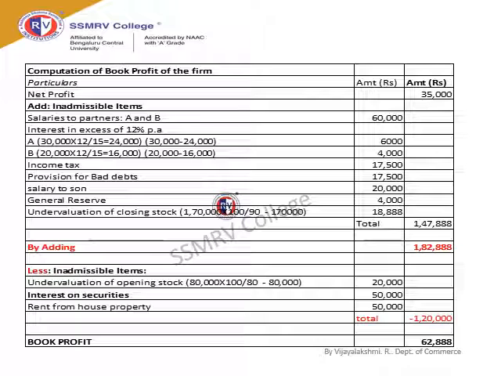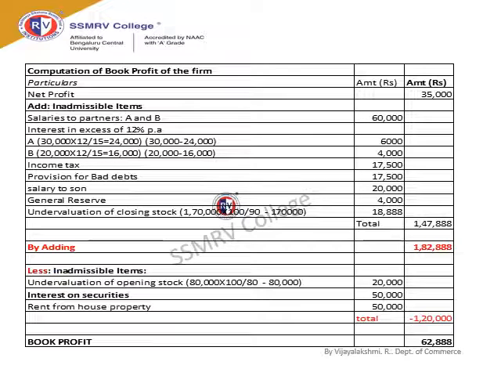So again, undervaluation of closing stock. Here comes the undervaluation of closing stock calculation. It is clearly given in the problem. The closing stock is undervalued by 10%. 10% means, instead of showing it at 100%, they are showing it at 90%.